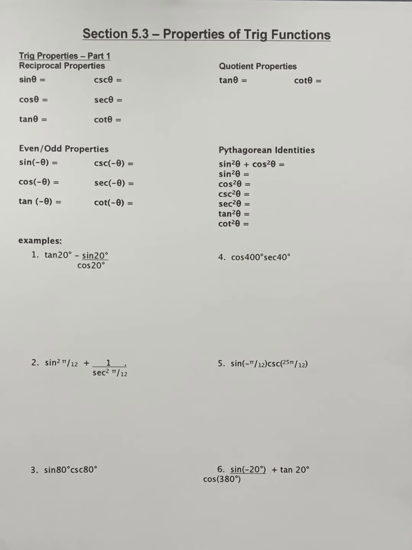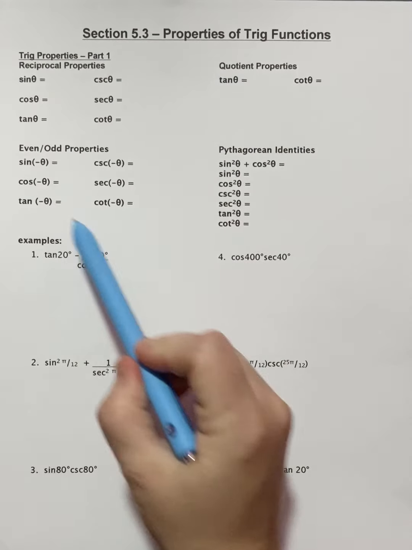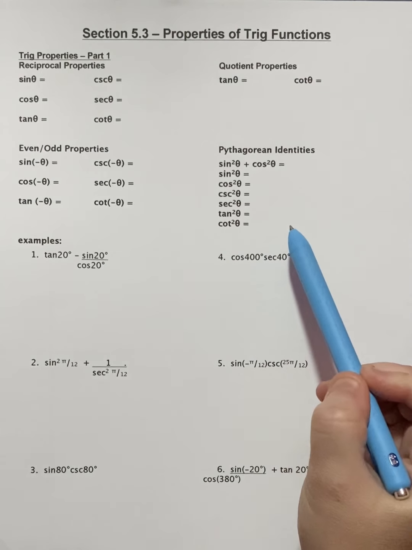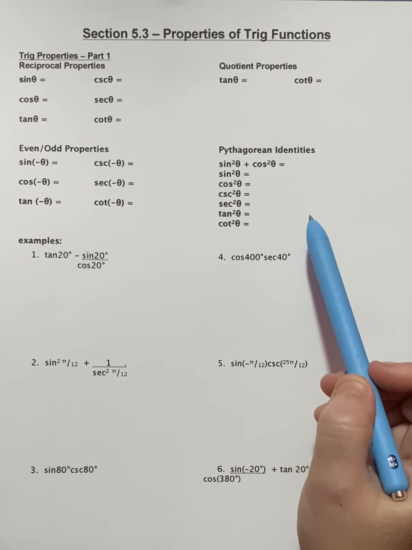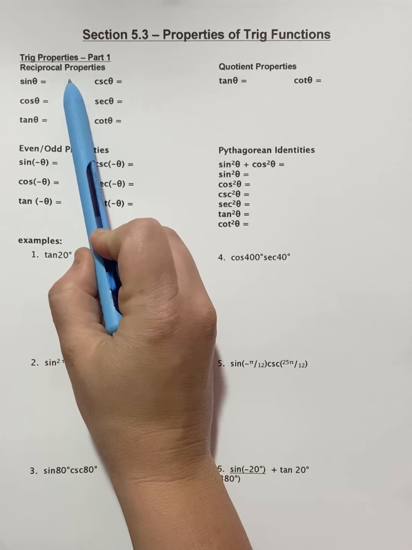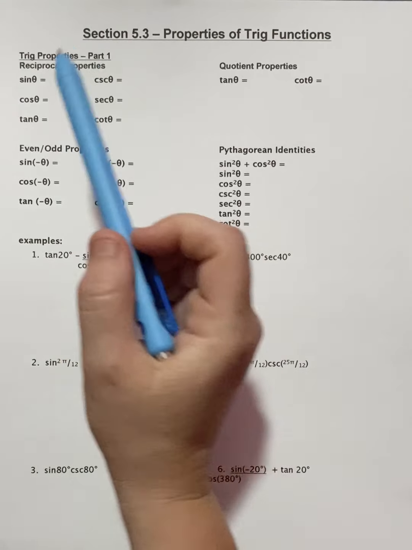All right, today we're going to be working on section 5.3, the first part, which is properties of trig functions. So we're going to look at these properties right here in order to simplify trig expressions to get our solution. So first thing, let's start with reciprocal properties. We've actually already talked about this before.